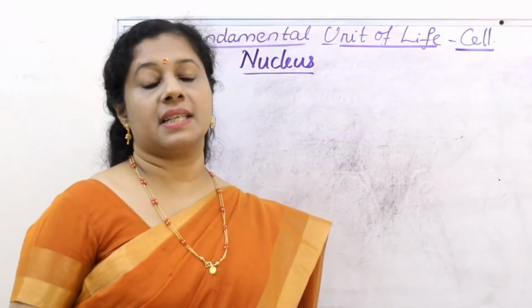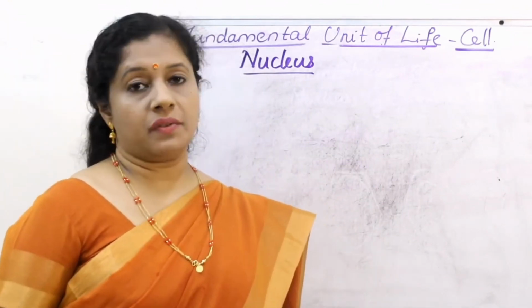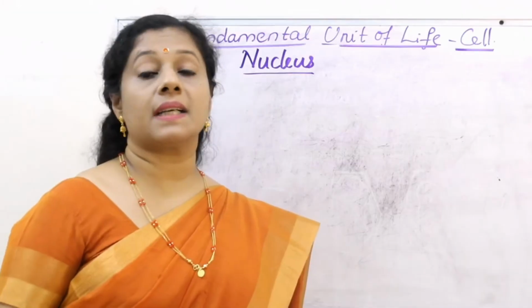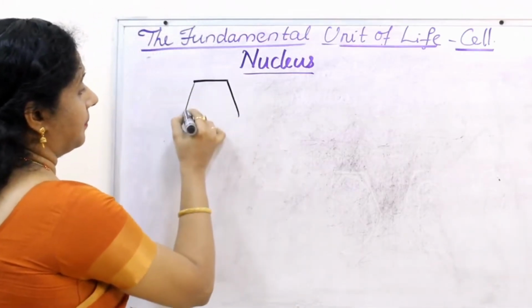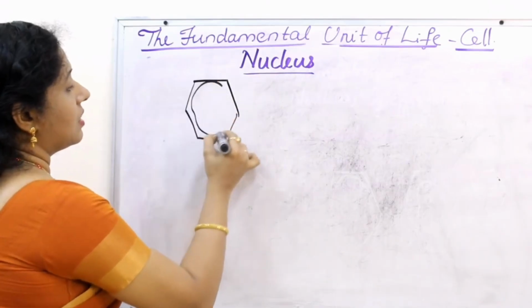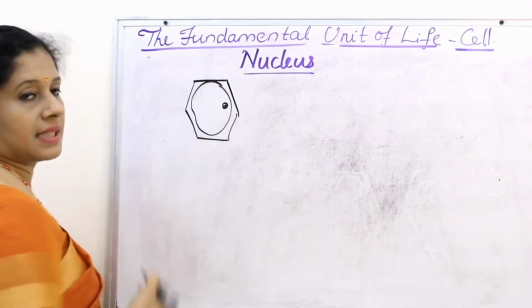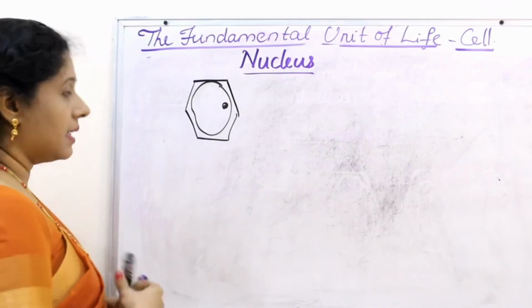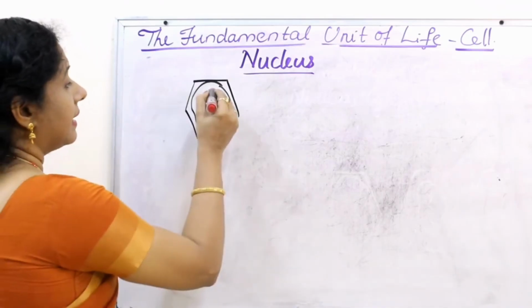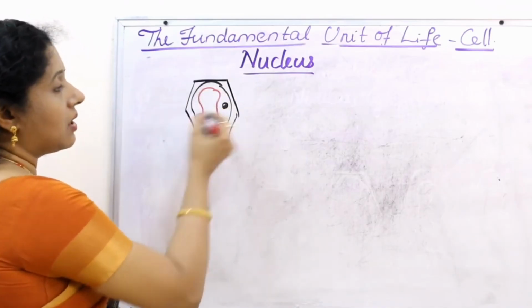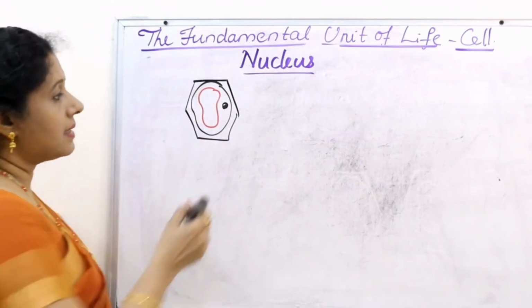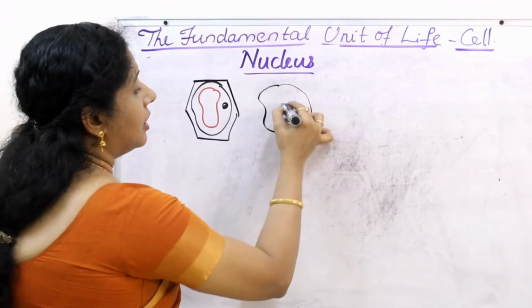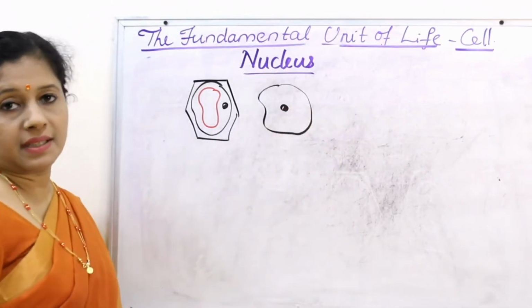The next part of the cell is the nucleus. Most of the cells possess a nucleus, which is the controlling center of the cell. Suppose if you see a plant cell, the nucleus is located to the side of the cell. Why? Because in plant cells, in the center there is a large vacuole. Because of the presence of this, the nucleus is to the side. Whereas if you see an animal cell, the nucleus is in the center of the cell.